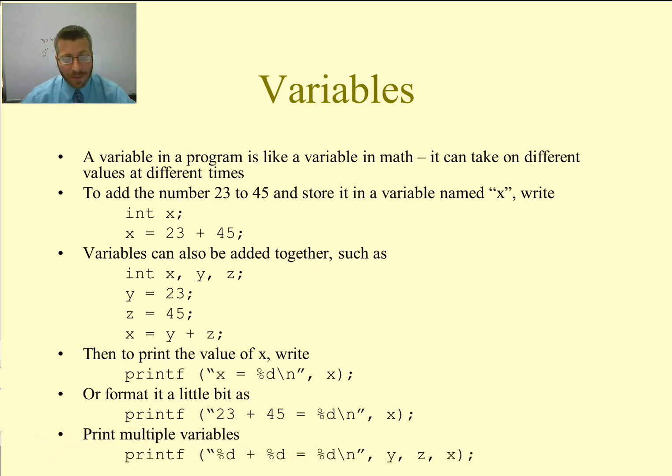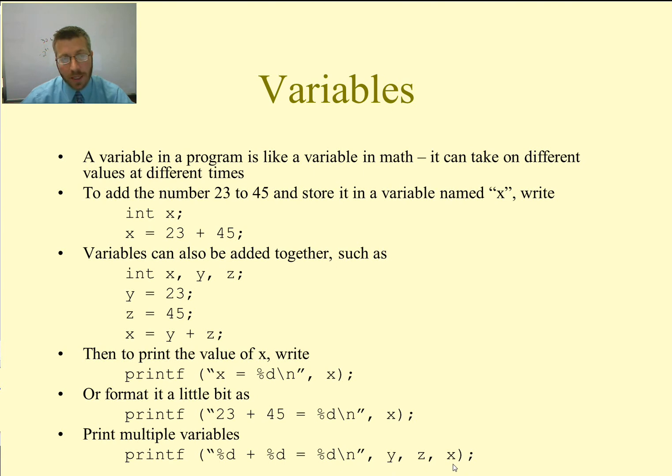I also have the ability to print out multiple variables inside of a single printf. The way that I would do that is shown here. I have my printf function, open my parenthesis and the quotation marks. Instead of hard coding 23 and 45, those were actually in the variables y and z. So inside of my quotation marks, I say %d. This is going to give me the value of a variable. And then I say a plus sign, followed by another %d. That's another value of a variable. Followed by an equal sign, followed by a %d, which is another value of a variable. So what I'm doing here is I'm saying I'm going to print out the value of 3 different variables. What variables do I want to print out? Well, after the comma, you see now I have 3 variables, y, z, and x.